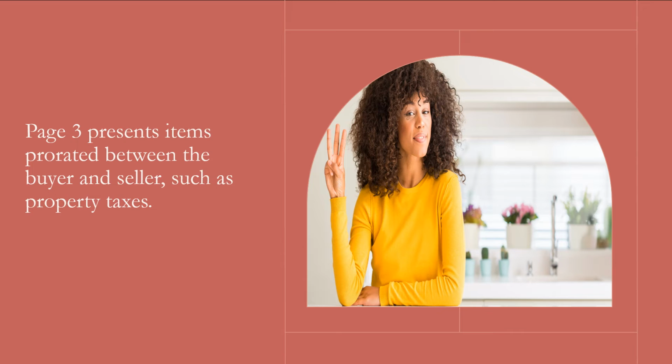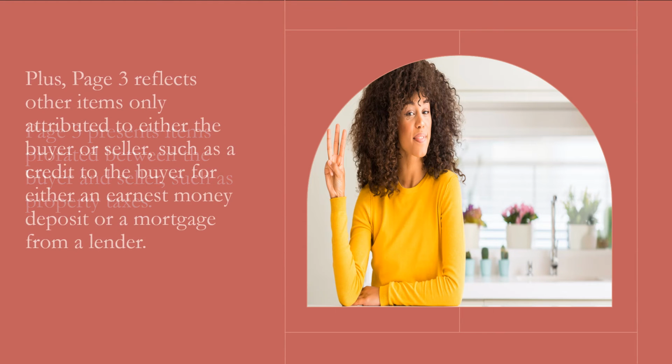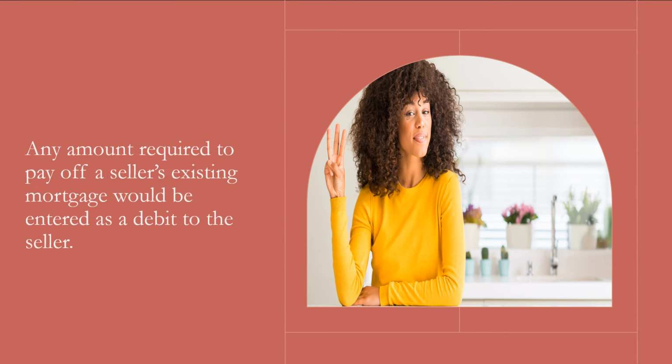Page 3 presents items prorated between the buyer and seller, such as property taxes. Plus, page 3 reflects other items only attributed to either the buyer or the seller, such as a credit to the buyer for either an earnest money deposit or a mortgage from a lender. Any amount required to pay off the seller's existing mortgage would be entered as a debit to the seller on page 3 as well.